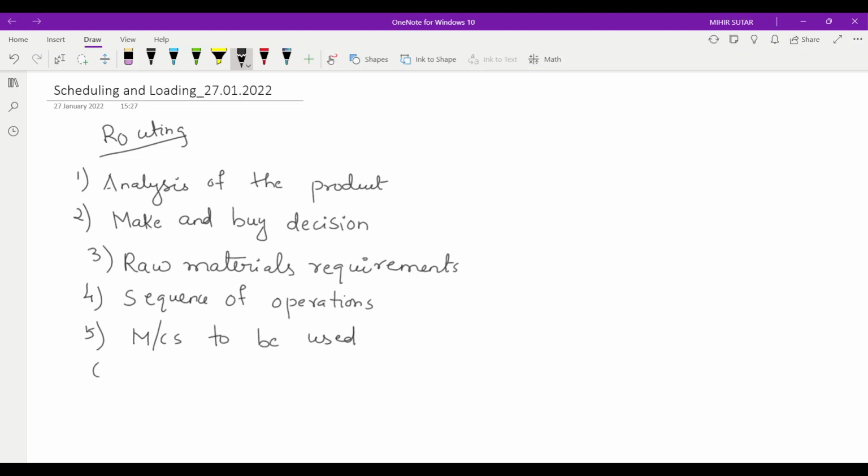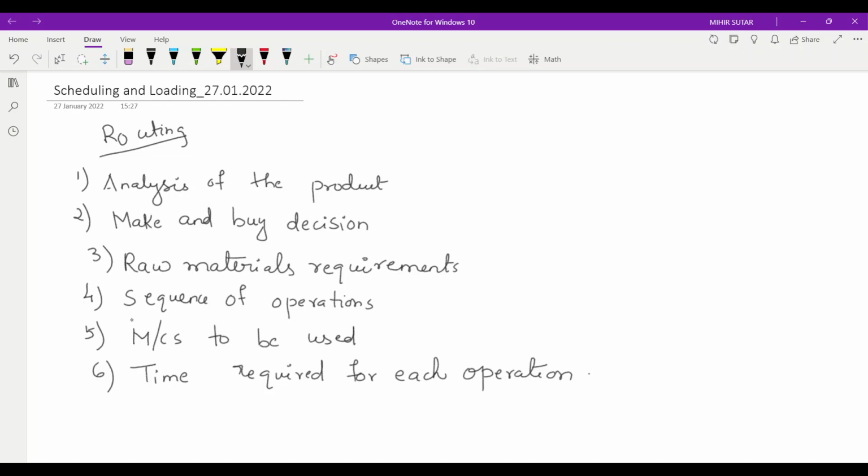Sixth is time required. Time required for each operation. Okay, so these are the steps in routing.